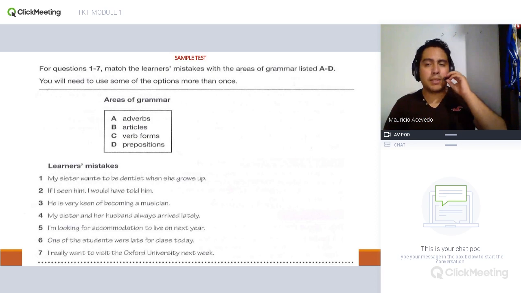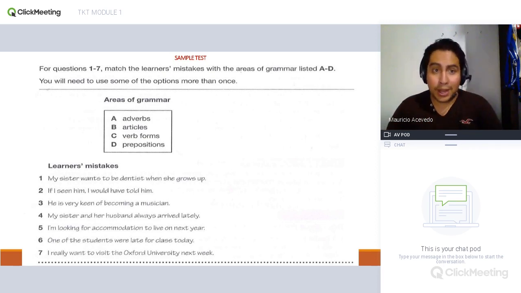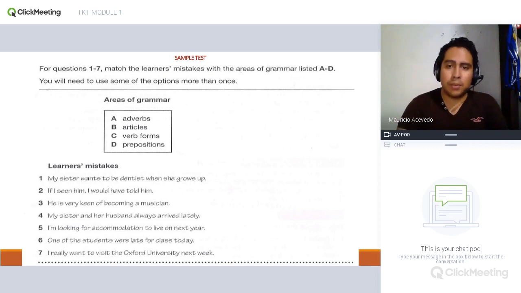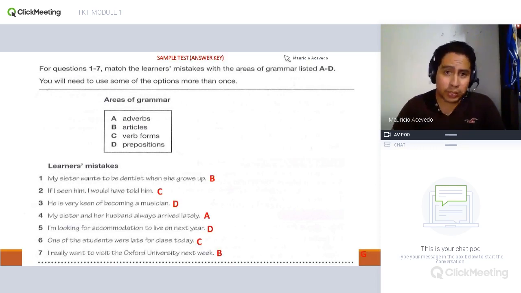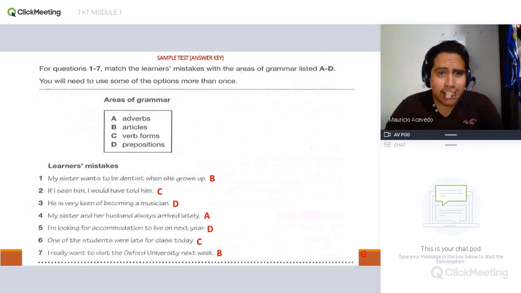Okay, teachers, time's up. I hope you could answer it. I know sometimes it's rather difficult, but I know that you did very well. So I'm going to send you the answers now. The first one is, sorry, an article mistake because it says "my sister wants to be dentist." So we need to have the article: a dentist when she grows up.